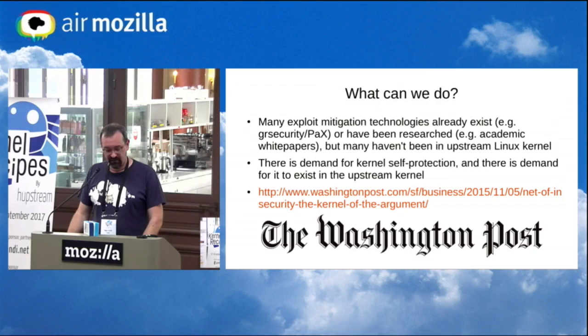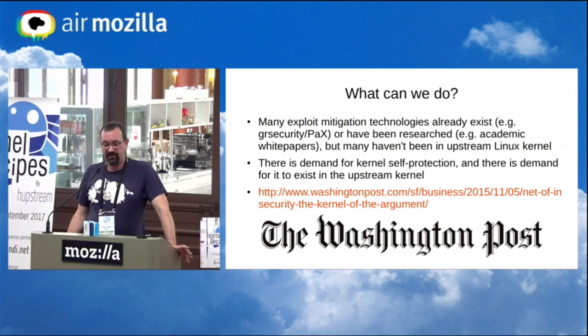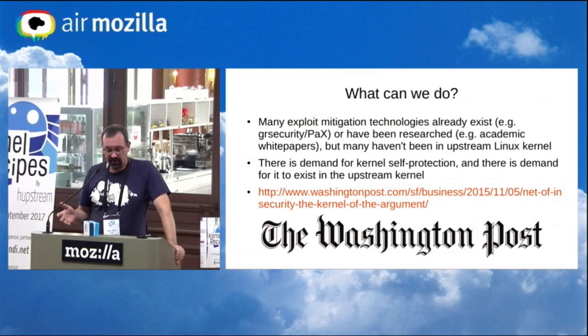So what can we do? A lot of these defenses already exist in the world. They've been in a lot of out-of-tree patches like grsecurity and PaX, or they've been researched and in academic papers that don't provide an implementation. But a lot of stuff hadn't been traditionally in the upstream kernel. And finally, there's kind of been a growing demand for getting these protections in the kernel. The Washington Post had an article near the end of 2015 sort of getting into this, as, you know, they presented it as the Linux kernel is sort of falling behind with modern defenses. So around then, I knew it was time to really try to make a push to make things better.